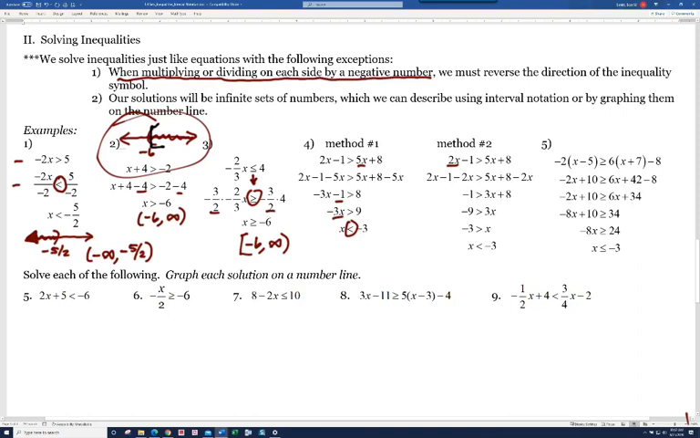And then finally, on number 4, you have x is less than -3. The graph would look like that. That's all the numbers less than -3. So again, parenthesis here. And going from left to right, that would be -infinity to -3. All right, on number 5 through 9, you're going to be solving each of these, and then you're going to graph your solution on a number line.